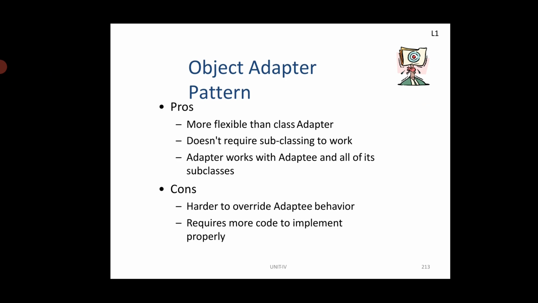Coming to the cons, what are the disadvantages of the object adapter? It is harder to override adaptee behavior. If you need to override adaptee behavior, it requires more code, whatever you need to implement properly.